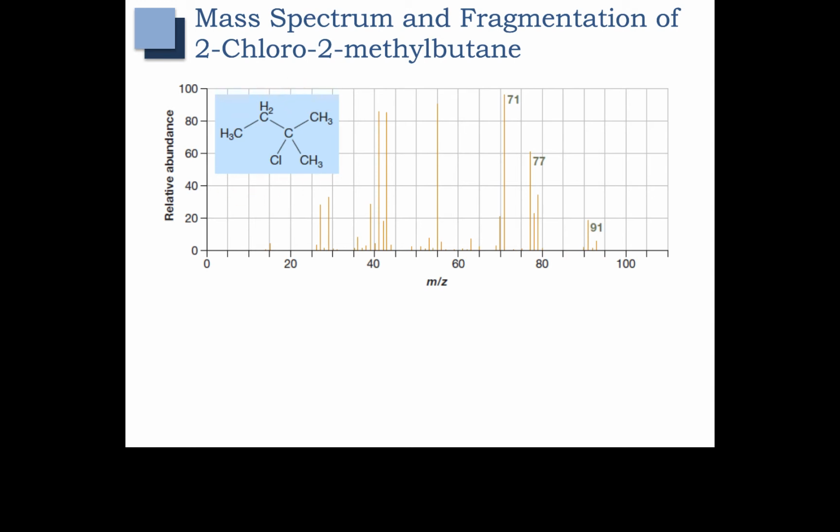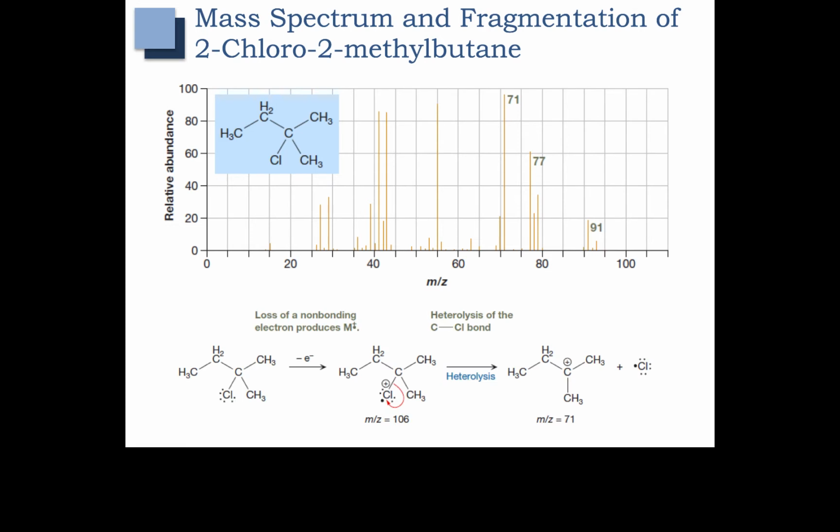weight of 2-chloro-2-methylbutane. When 2-chloro-2-methylbutane enters the mass spectrometer, it loses a non-bonding electron from chlorine. That creates our molecular ion, shown here. This has a mass-to-charge ratio of 106, which we don't see anywhere in our spectrum. And that's because the molecular ion quickly undergoes heterolysis to form this nice, stable, tertiary carbocation.